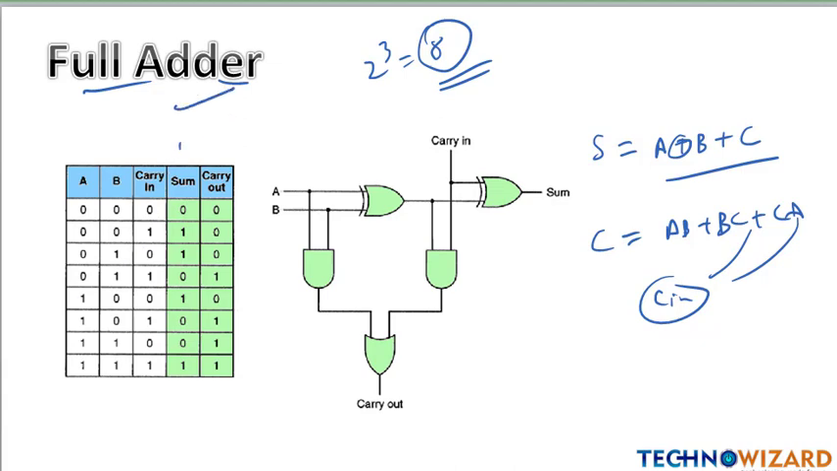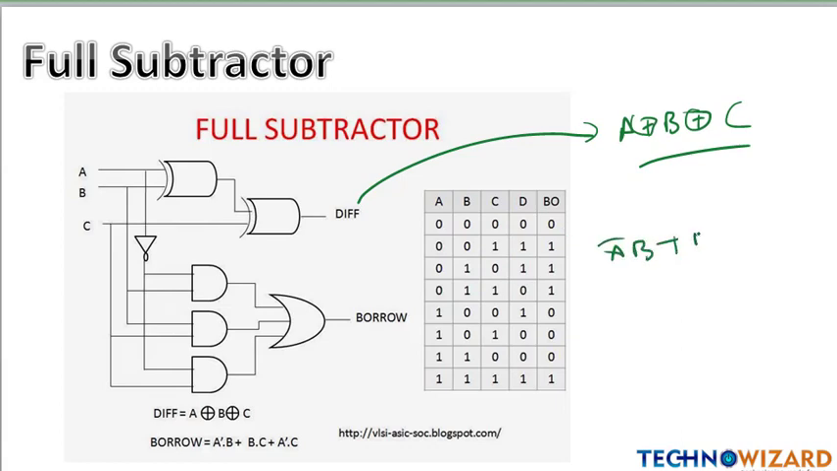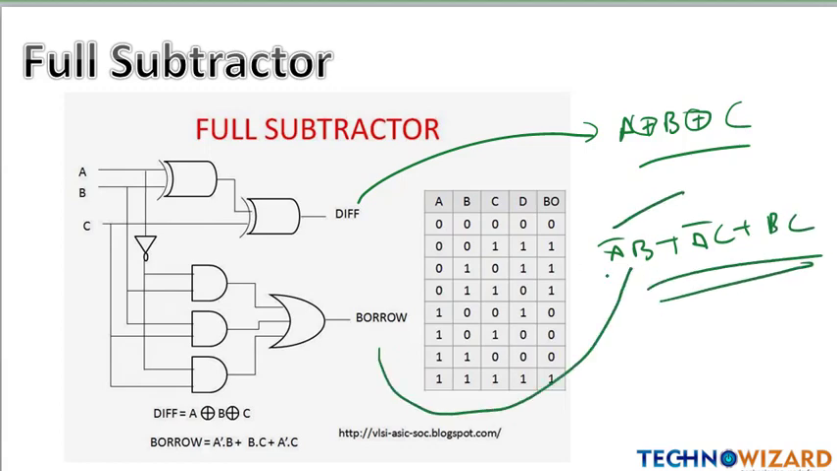Now we will come to the full subtractor. What is a full subtractor? By making the truth table, the difference is given the same as the sum in full adder, A XOR B XOR C, and the borrow is given as A bar B plus A bar C plus BC. This is the borrow equation. Please remember these equations so that they will be useful for you in the exams, and your time is not wasted in making truth tables.